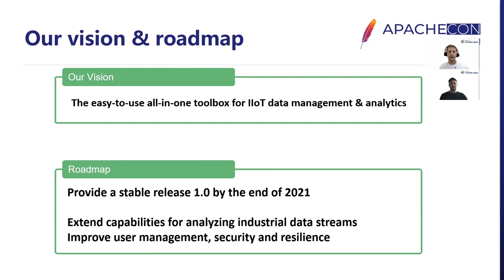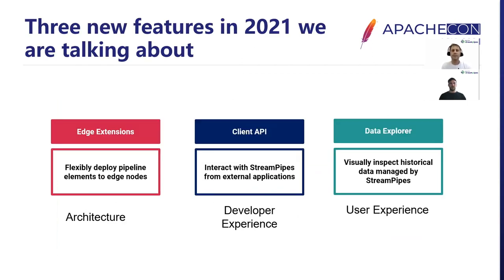And besides more functionality, we also try to bring more production mission critical things to StreamPipes, like user management, security, and also resilience of the system. So we've just added some health management of pipelines so that pipelines automatically recover in case there are failures, but also to provide more advanced user management. So some of these features are now part of this presentation.